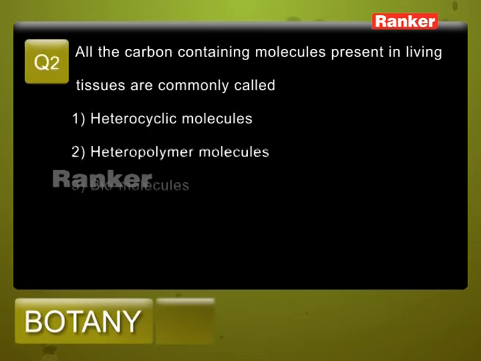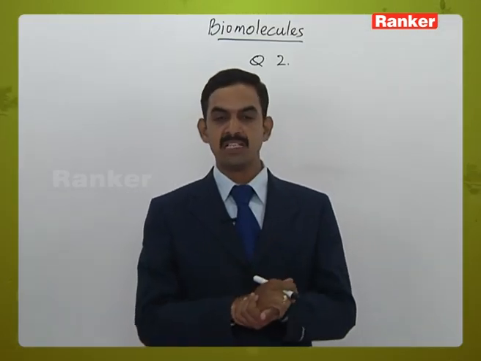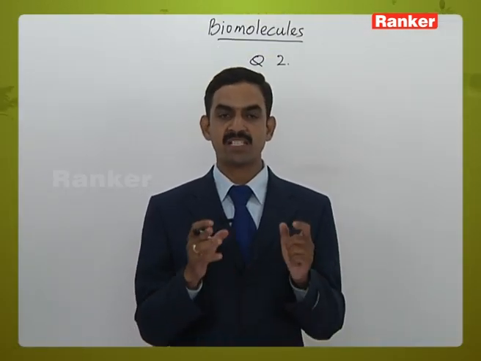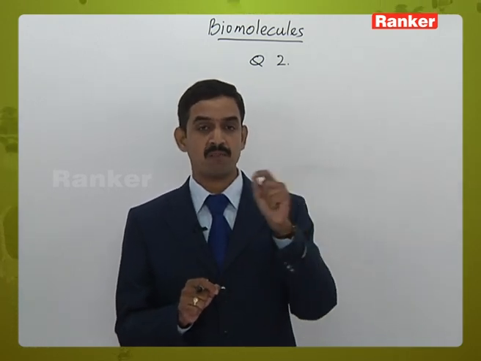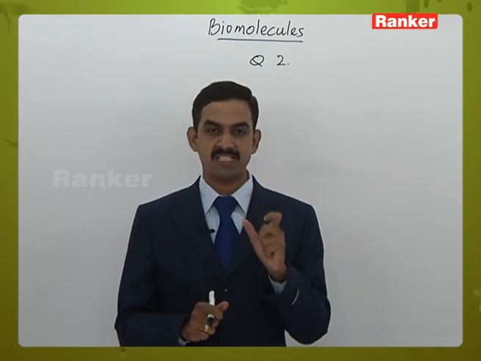Question number 2, all the carbon containing molecules present in the living tissues are commonly called. Options: 1. Heterocyclic molecules, 2. Heteropolymer molecules, 3. Biomolecules, 4. Dicyclic and heterocyclic molecules. Okay, let's come to the first option, heterocyclic molecules. Heterocyclic molecules means the molecules which are having cyclic nature, and those cyclic structures are different, that is they contain at least two different types of cyclic compounds in that one.